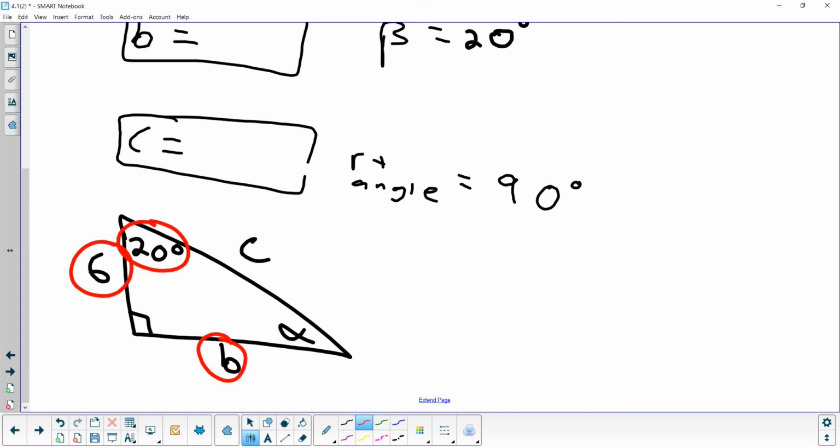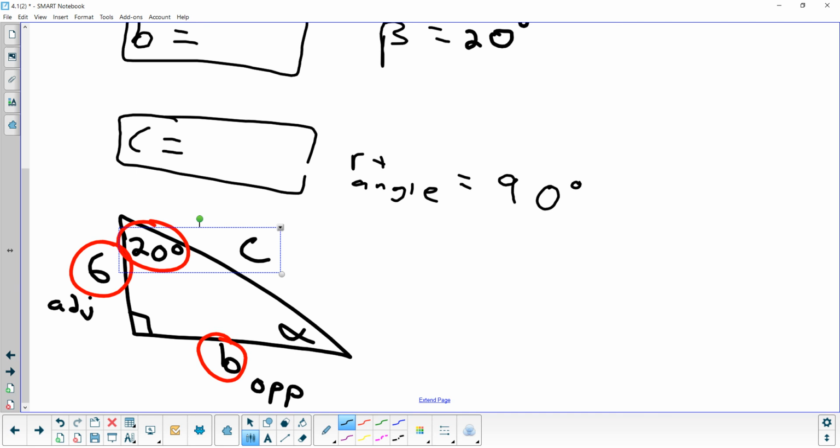All right, let's label our sides first. What is this bottom side if we name it relative to the 20-degree angle? Opposite. And what's the name of the side that's labeled 6? Adjacent. What trig function has opposite and adjacent in it? Sine is opposite and hypotenuse. Cosine is adjacent and hypotenuse. Yep, Ava? Tangent. Tangent is opposite over adjacent.